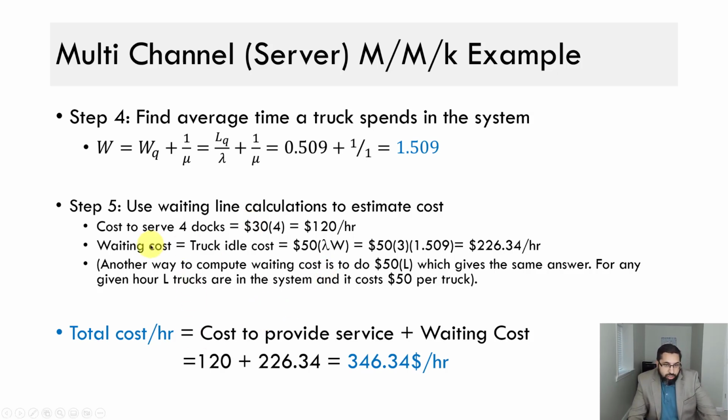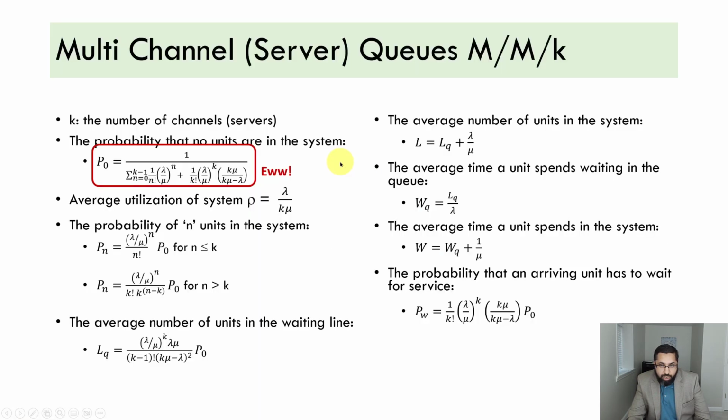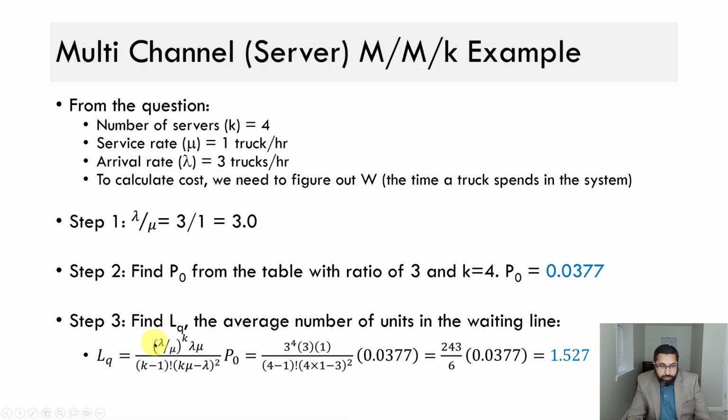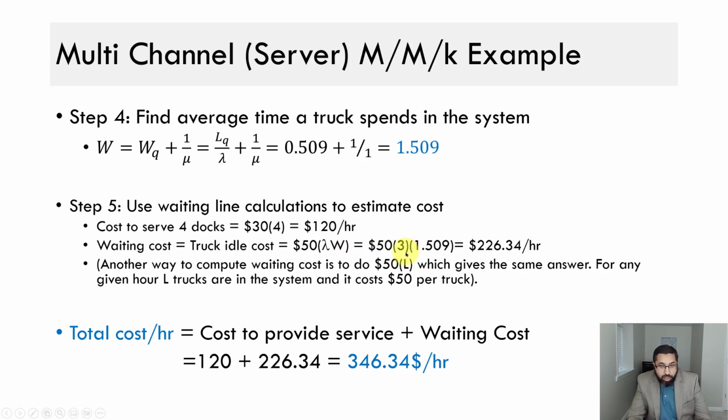And then we have a waiting cost, which is the cost of trucks being idle. That's $50 per hour per truck. And for any given hour, we have L trucks in the system, right? And we can find L. L is given by LQ plus lambda over mu, right? And we computed LQ as 1.527, so we can do plus lambda over mu to find L. And we can do that L times 50 to get the cost. Another way we can think about it is this way, that we have lambda trucks arrive in 1 hour.